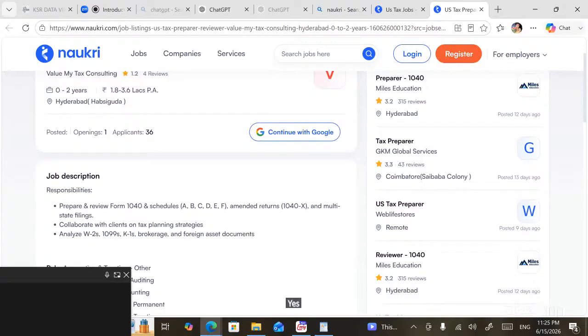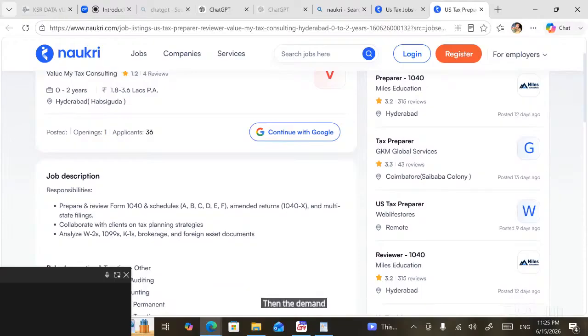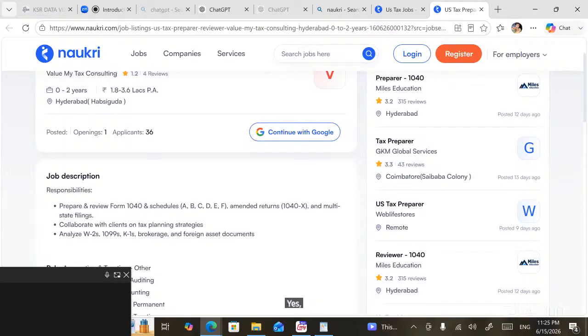Yes. Out of 1,000 people, 900 people are into IT, only 100 people into their core domains like electrical, electronics. Again, sir, from electrical and electronics also, they will learn courses and come to IT. Then the demand supply issue. In Tamil Nadu, I observed that they diversified in most cases. They are into core domains also along with IT. So there is no issue for them. But particularly in Telugu states, 90% of people are focusing only on the IT sector. Yes, sir. Exactly.